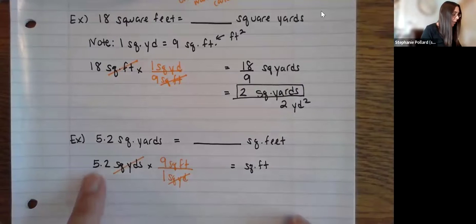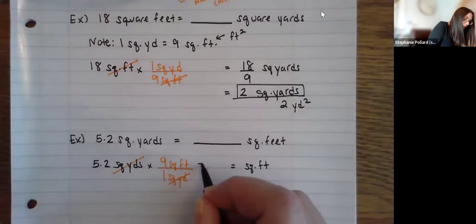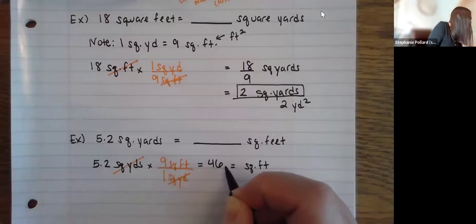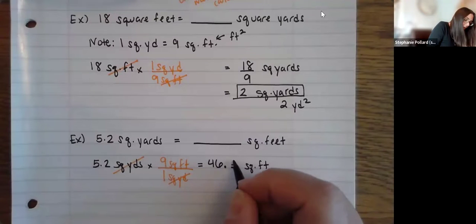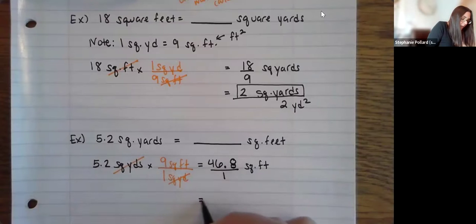So in the top, I have 5.2 times 9, and that is going to give me 46.8 square feet over 1, and that is just 46.8. Oops, square feet.